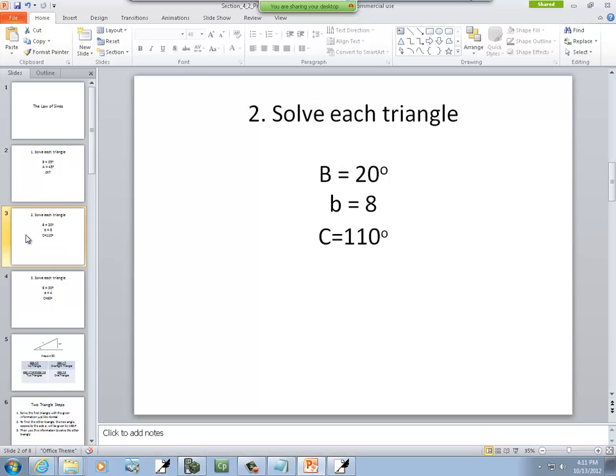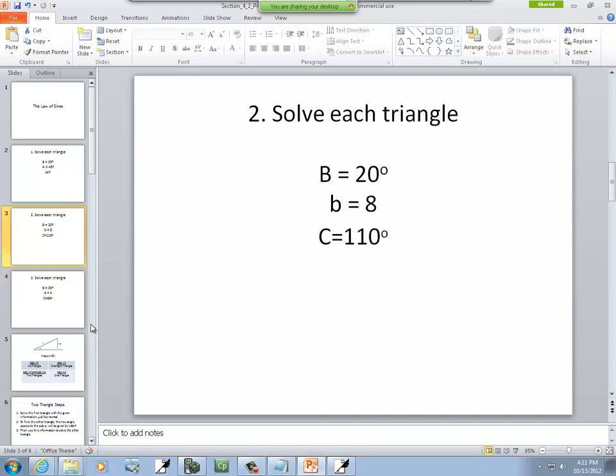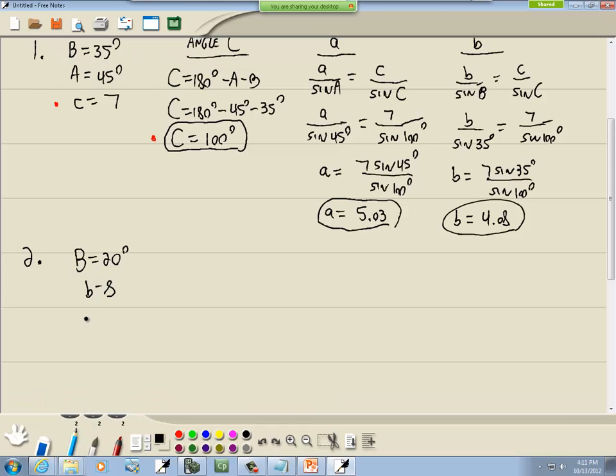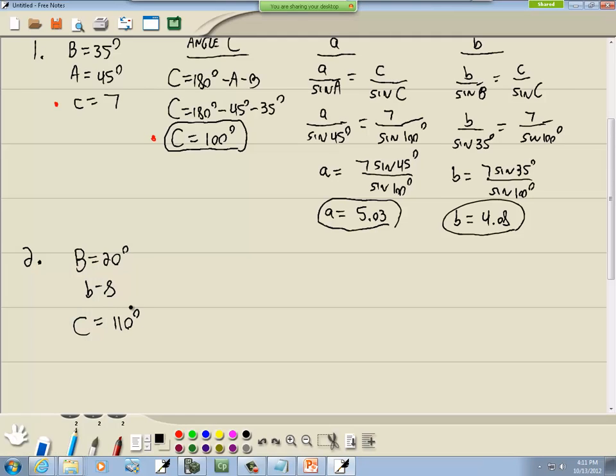Let's look at our second example. Okay, so we got B is equal to 20 degrees. Little b is 8. Or angle C, boy, my eyes aren't very good, 110 degrees. Now the two that we know, we got a pair of B's, don't we? So those are the two we're going to use because we're looking for a pair, either pair of A's, pair of B's, pair of C's. And we're already given those.